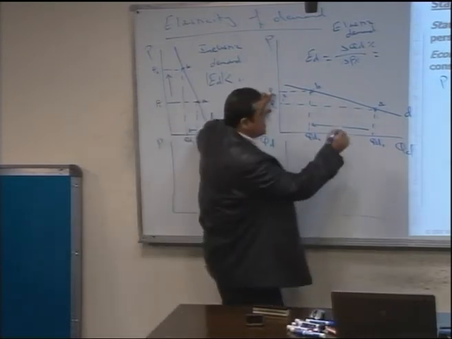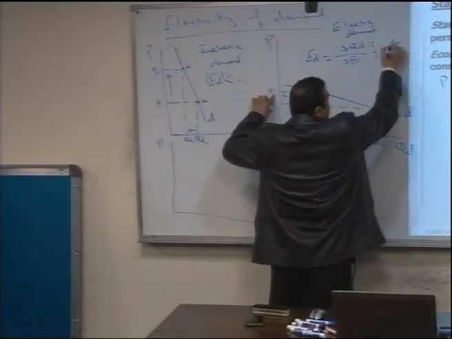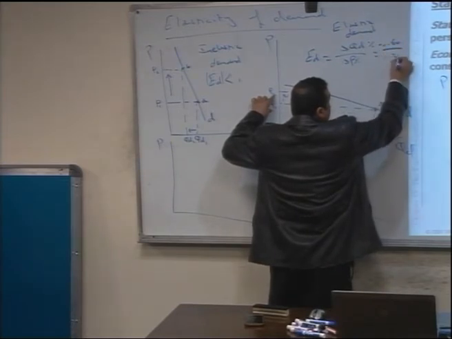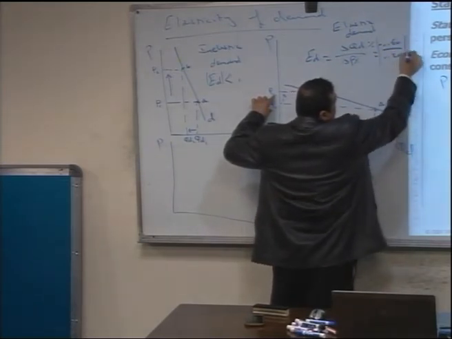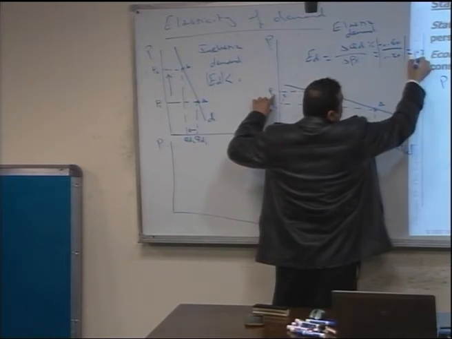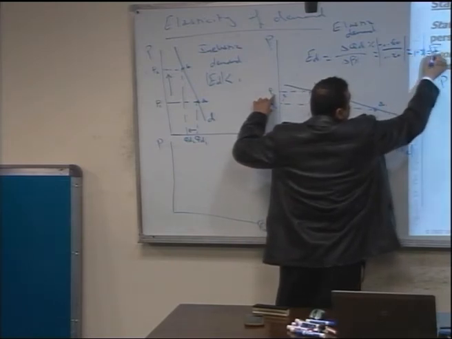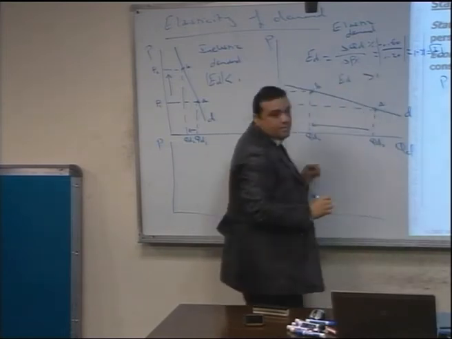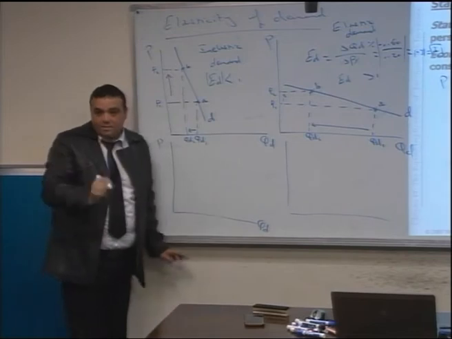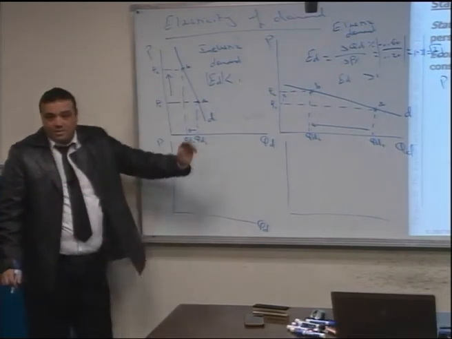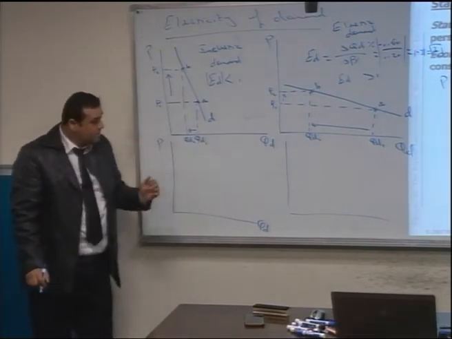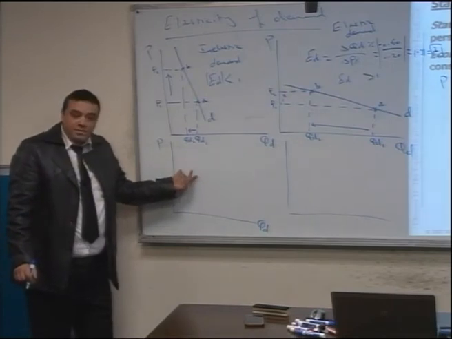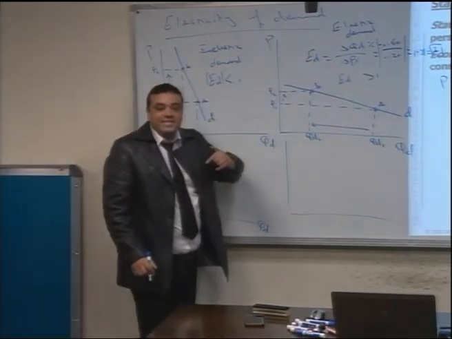Right? So let's say 60% over minus 20%, equals minus 3, in absolute value equals 3. It's bigger than 1. ED is bigger than 1. This is elastic, like the demand for Apple. It has so many substitutes. Okay. The third case, unitary elastic demand.